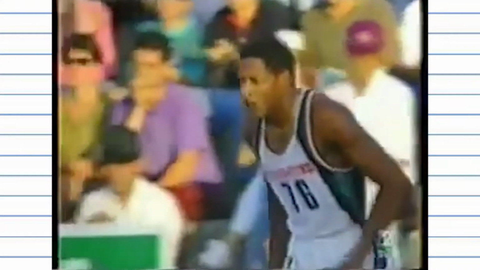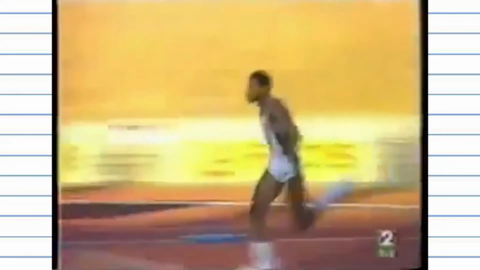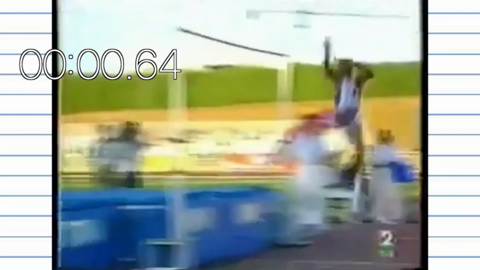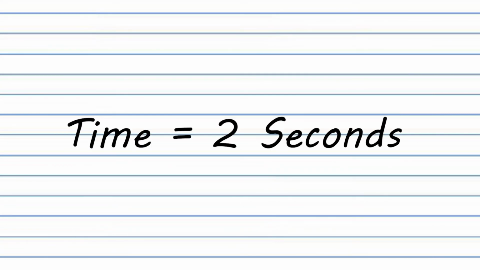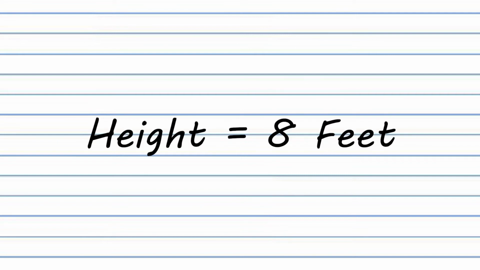So now we have our height for our problem. The height is 8 feet. However, we're still missing one thing. That's the time. Now, if we take the video of Javier Sotomayor during his jump, we can see that he takes literally 2 seconds to reach the top of the bar. And so we have it: the time is 2 seconds, and the height is 8 feet.